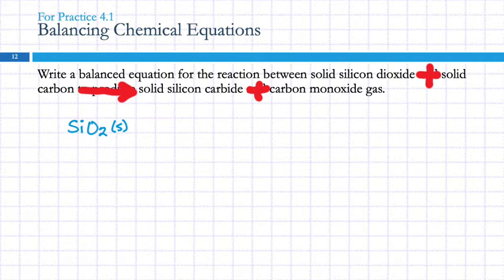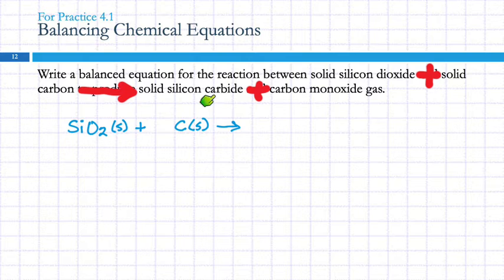Okay, and then we need a plus, and I'm going to leave some space because I might need a coefficient. What's the formula for carbon? Just C. Carbon is not one of the diatomic elements. This is where you do need to keep track of that. So it's just C, and it's a solid.